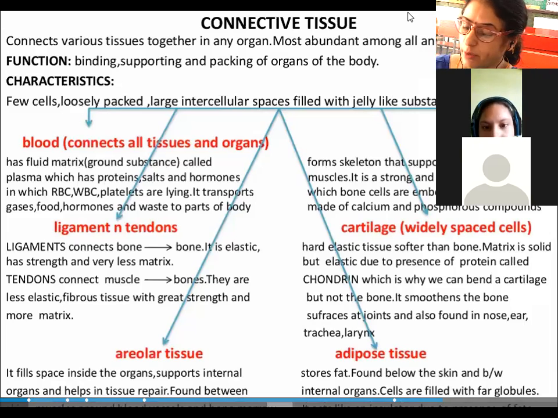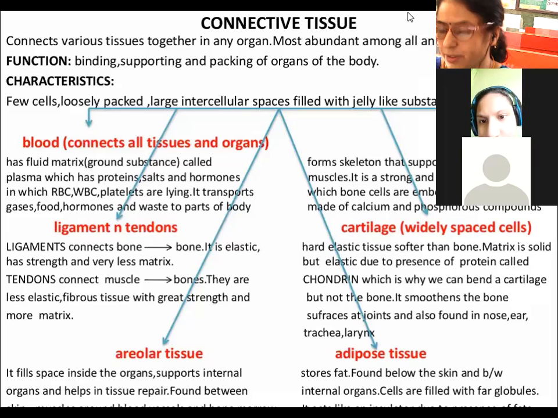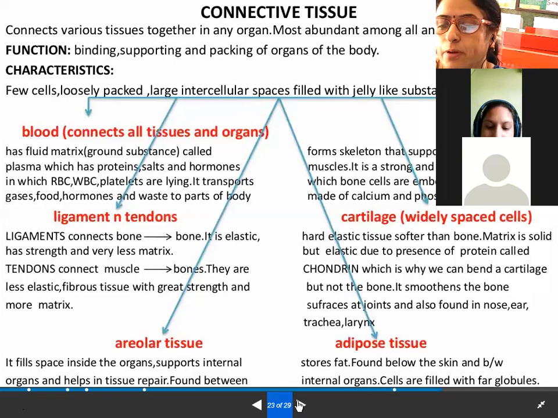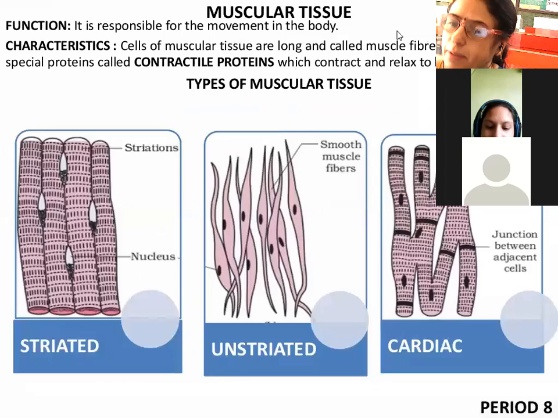Okay. Now we are going to discuss the muscle tissue, right? There are 3 types of muscle tissue which make up the body of an animal. The 3 types of muscular tissue are striated muscle, unstriated muscle, and cardiac muscle.